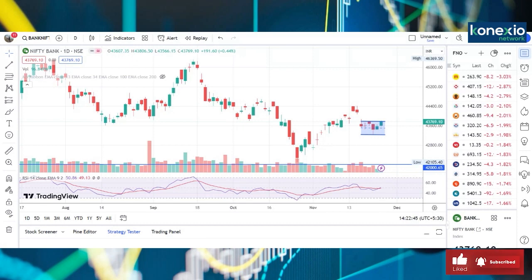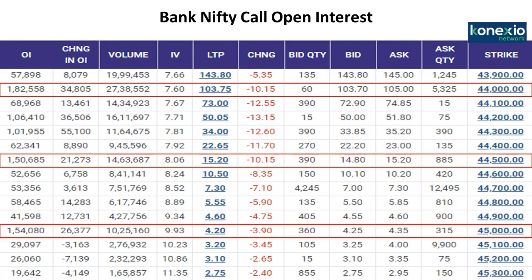So friends, now let us discuss the derivative data of Bank Nifty calls. You will see on the screen in Bank Nifty calls, the action was seen in 44,000 calls, then 44,500 calls, and then 45,000 calls. Now here you can see there is a rise in the volumes, rise in the open interest. There has been a slight drop in the option premiums. Implied volatility is much low. It is between 7.60 to 9.93.